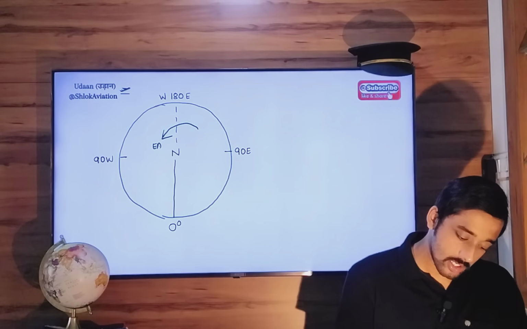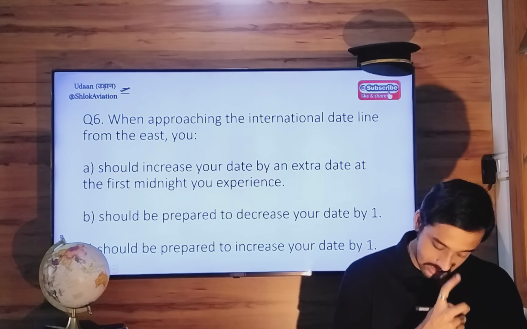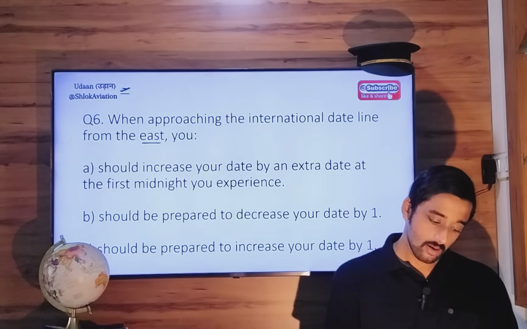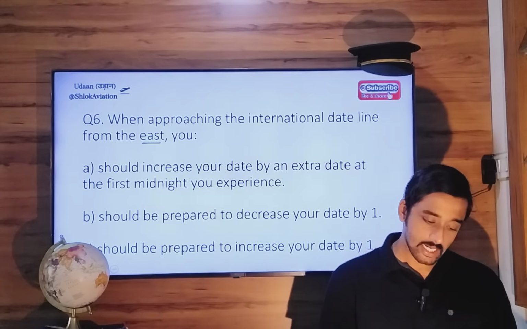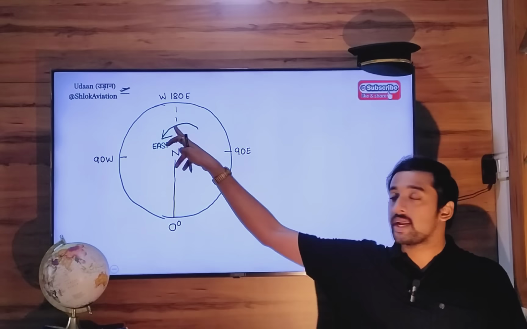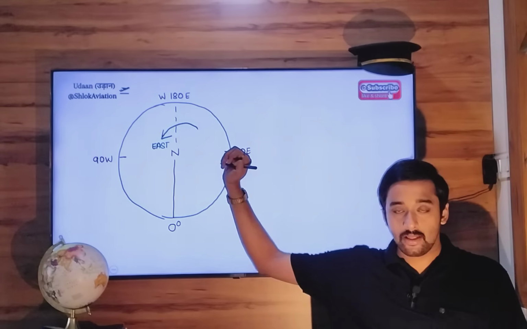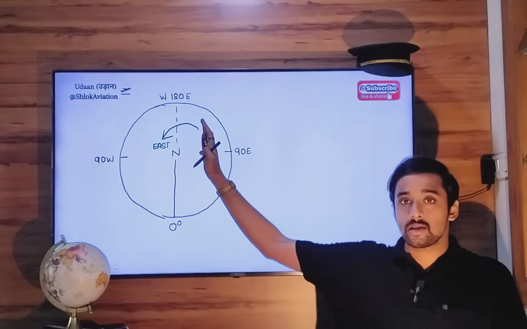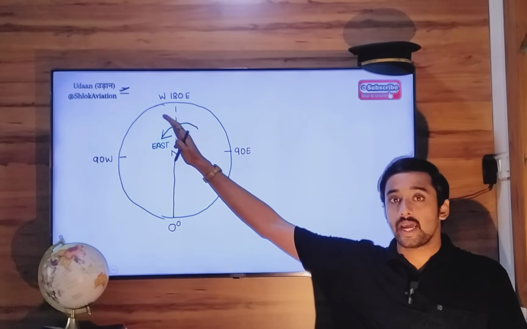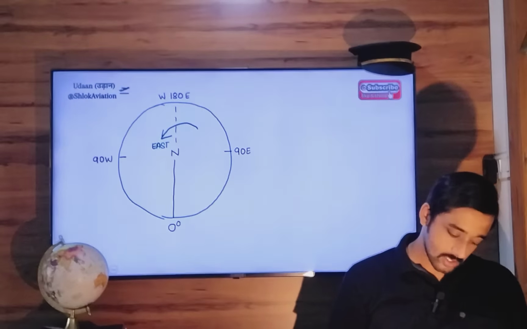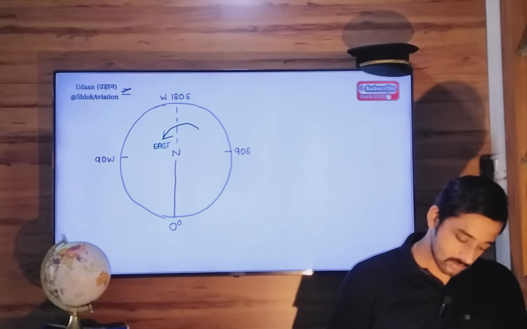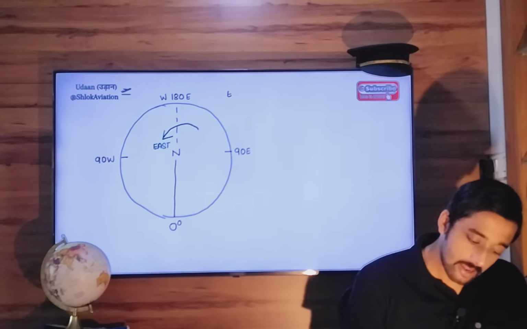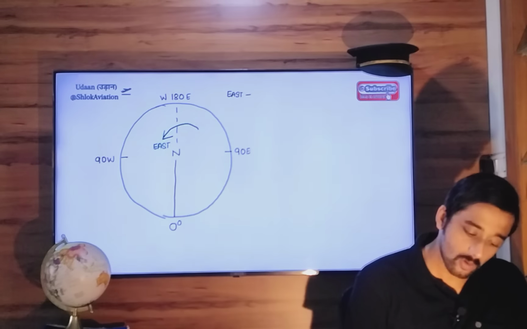Okay. Now in this question, you are flying in a direction of east. So when you cross this international date line, that is the 180 degree east-west anti-meridian, what happens? When you travel in an easterly direction, you leave the eastern hemisphere and enter the western hemisphere. So what will happen when you fly from the east hemisphere to the west hemisphere?